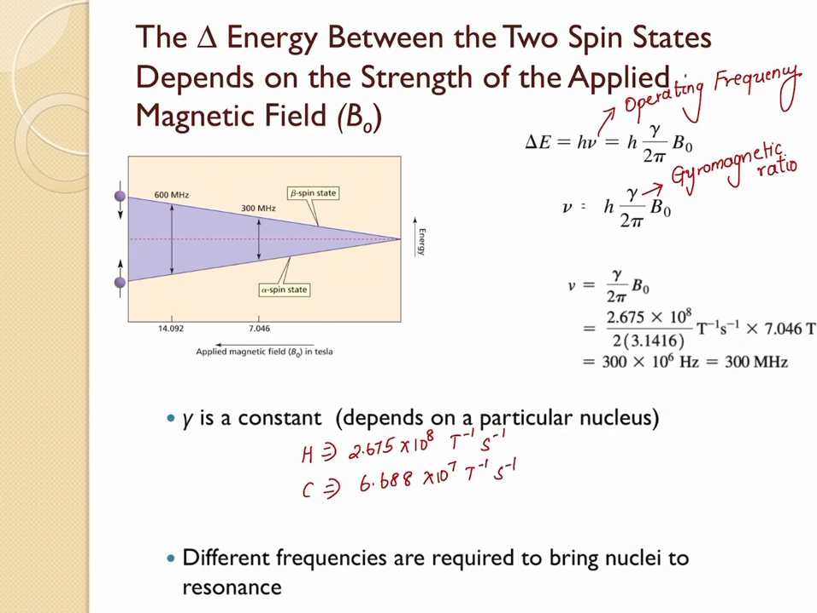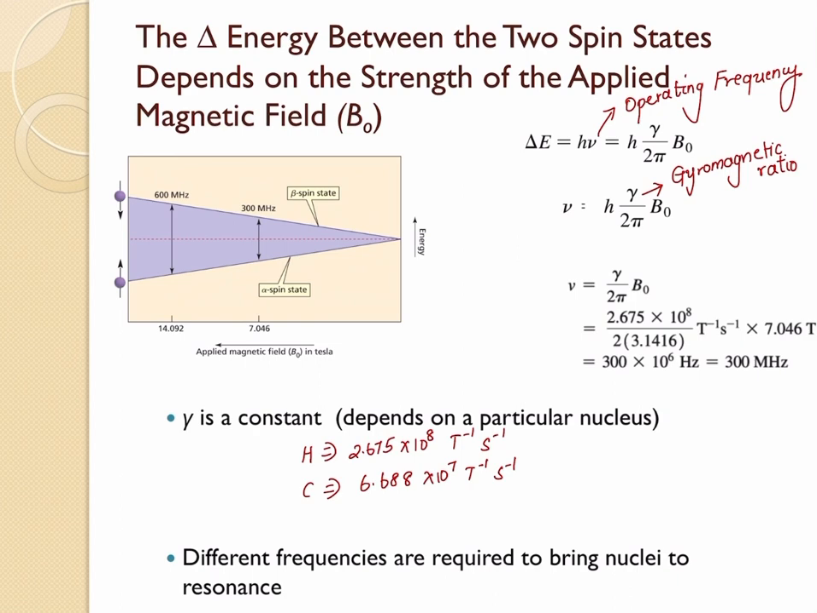Now let's say that we apply the gyromagnetic ratio and the strength of the applied magnetic field in this equation. So let's say that you're taking the hydrogen nucleus, for which the gyromagnetic ratio is 2.675 times 10 to the power of 8, and the applied magnetic field strength is 7.046 Tesla. So if this is the case, then the spectrometer will require an operating frequency of 300 megahertz. Therefore, if the spectrometer has a more powerful magnet, then it must have a higher operating frequency. For example, a magnetic field of 14.092 Tesla requires an operating frequency of 600 megahertz.